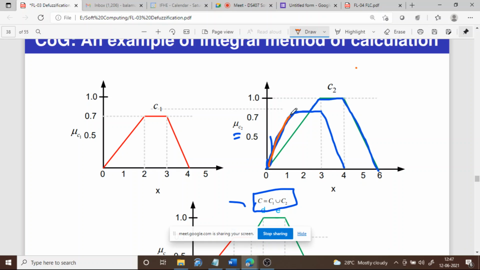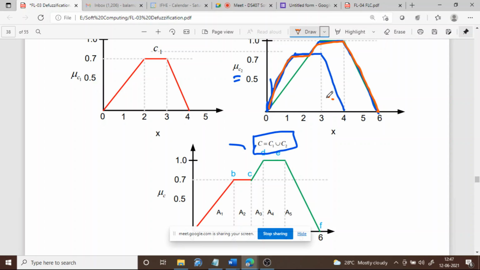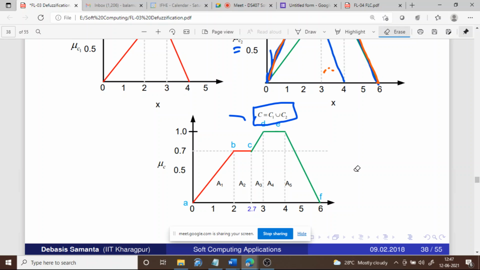This will be the resultant graph, so we got this plot. Now let us see how we will apply the center of gravity method on this. This plot you can divide into several areas. Like this is one area, and this area we call A1.